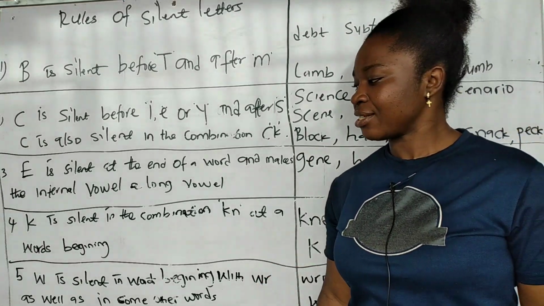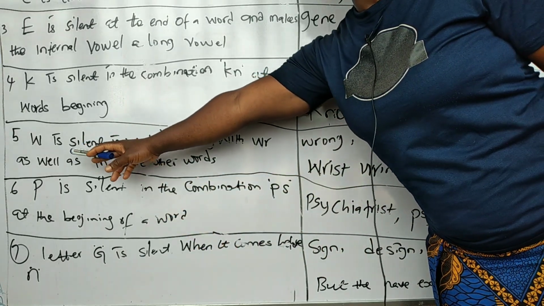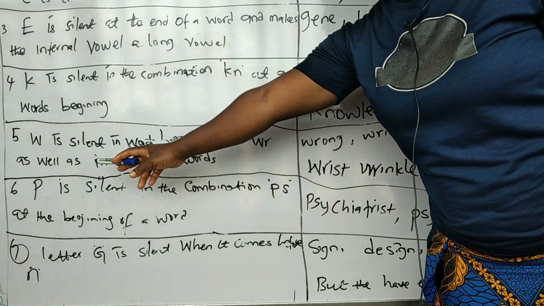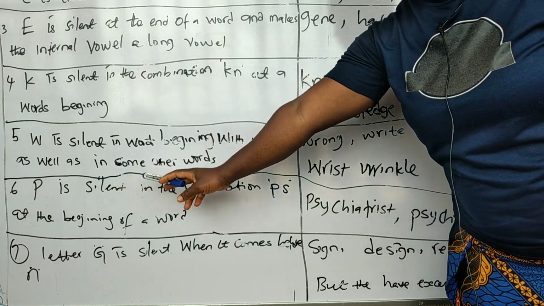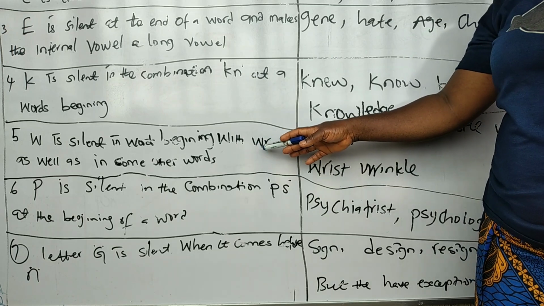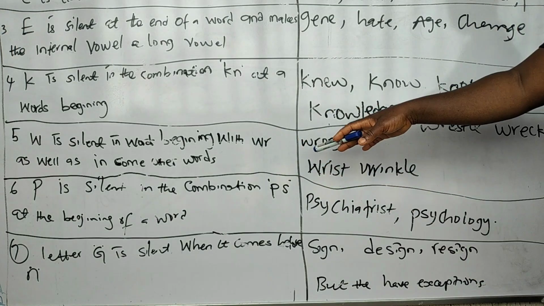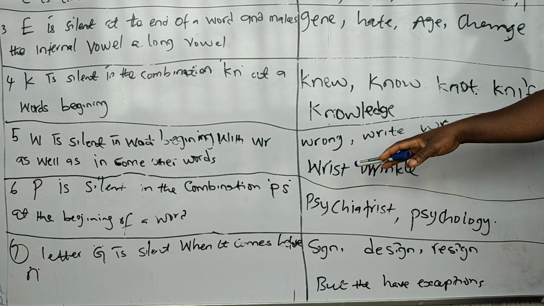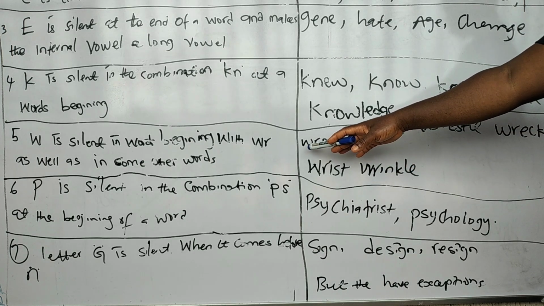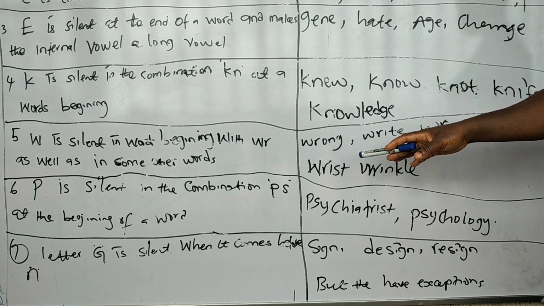All right, so let's see number 5. Rule number 5 says W is silent in words beginning with WR as well as in some other words. This says that when a word begins with WR, the W is actually silent in that word. You can see that from these examples. We have wrong. This is pronounced as "rong" and not "wrong" with the W. No, it is "rong", the R.